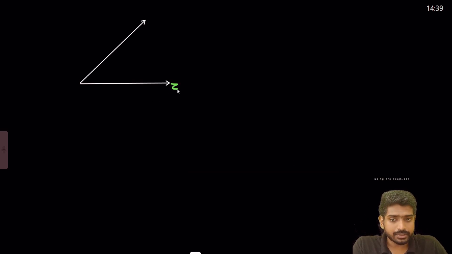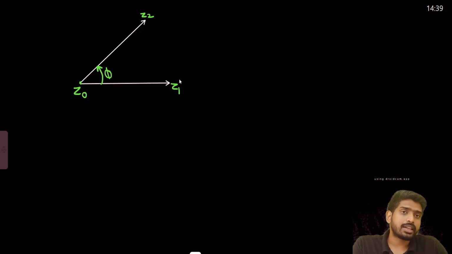This vector is z1, this vector is z2, and this time they are not originating from the origin. This time they are originating from the initial point, this z0 vector, and I want to make z2 by rotating z1 with phi angle. Got it? In this case, what will we do? See, just like vectors do.